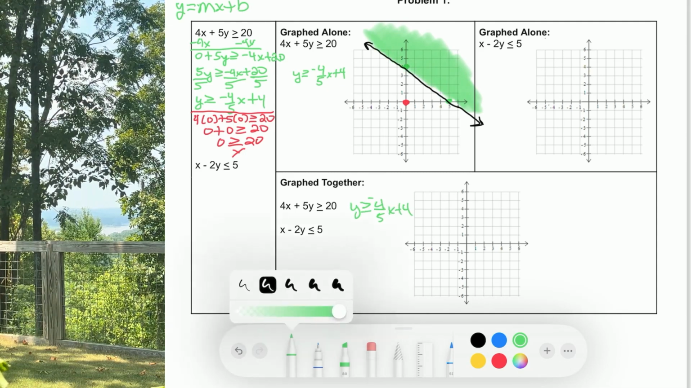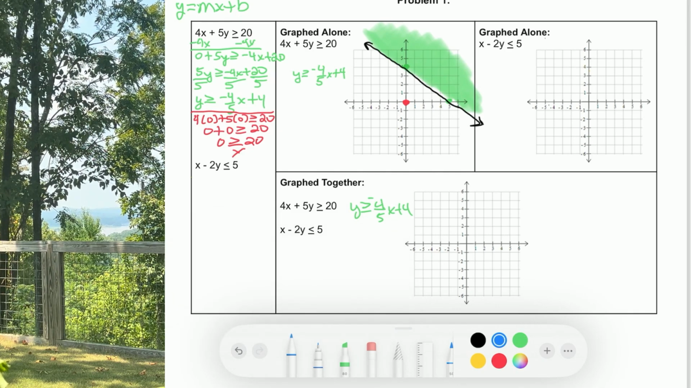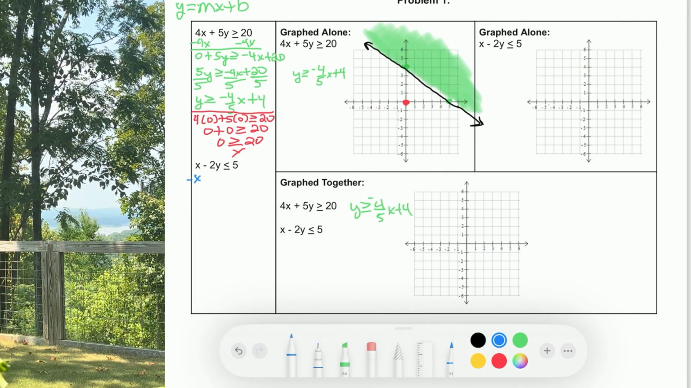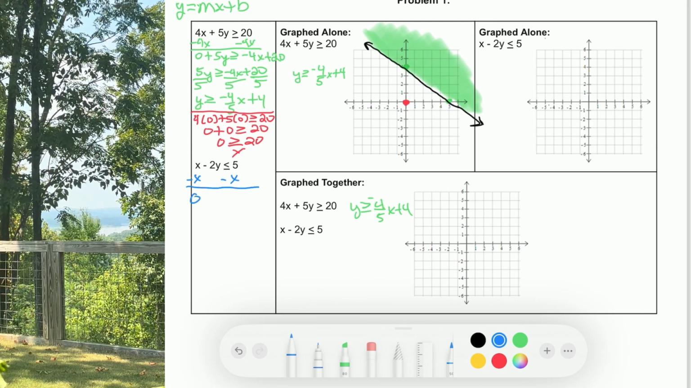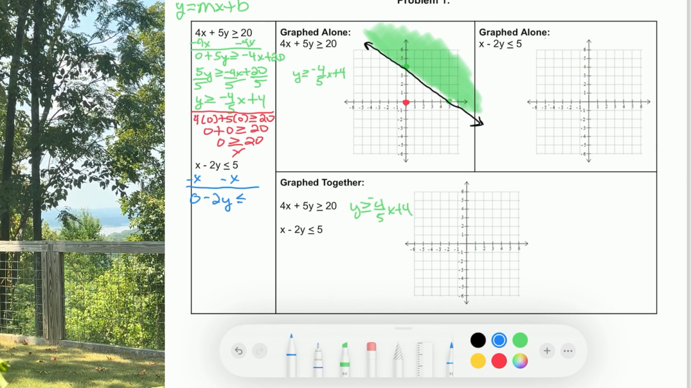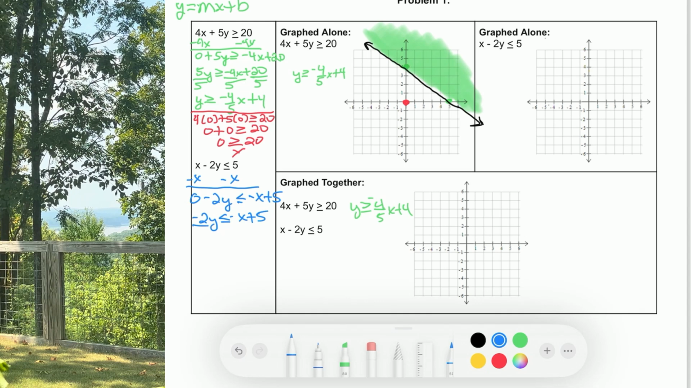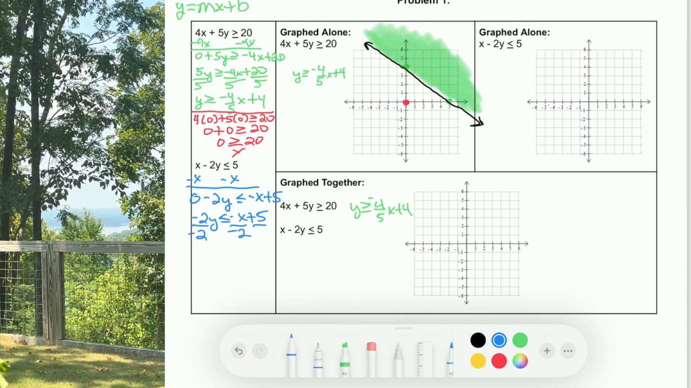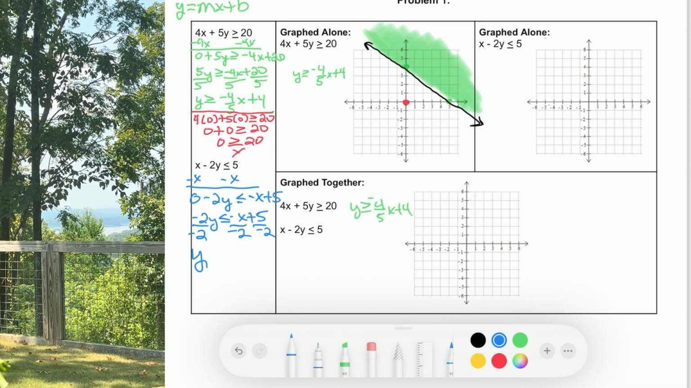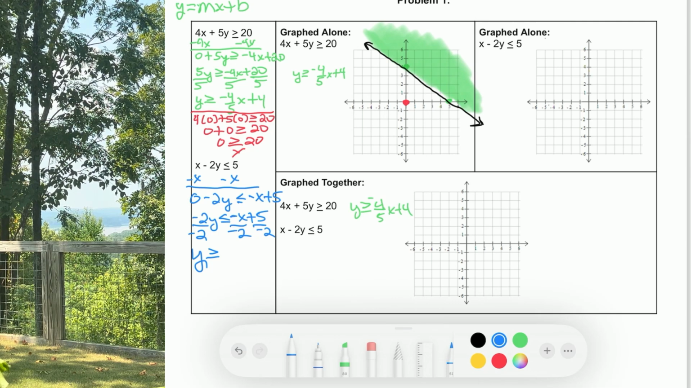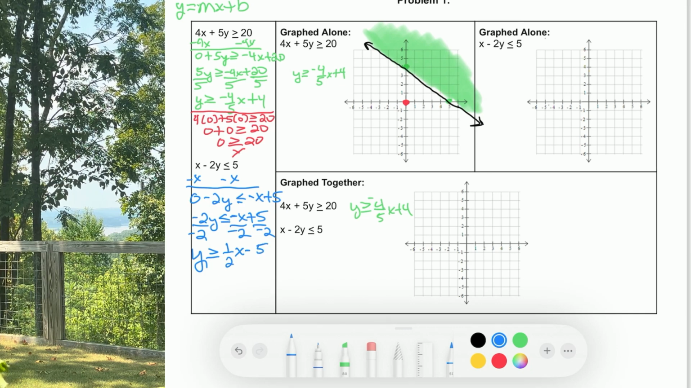So these are the solution sets for this particular line. All right, now let's solve our other equation for y. I'm going to subtract x from both sides. I get 0 minus 2y is less than or equal to negative x plus 5. I'm going to rewrite that. Divide everything by negative 2. I end up with a y, and then remember, if we divide by a number that's negative, we need to flip our inequality. So that becomes greater than or equal to. This becomes a positive 1/2 x. We get a minus 5/2.